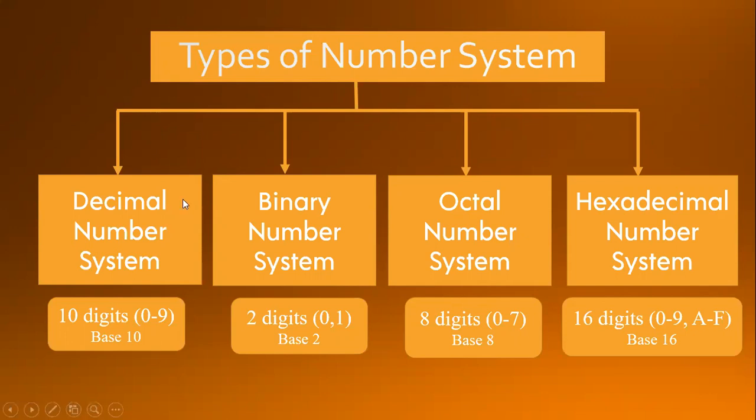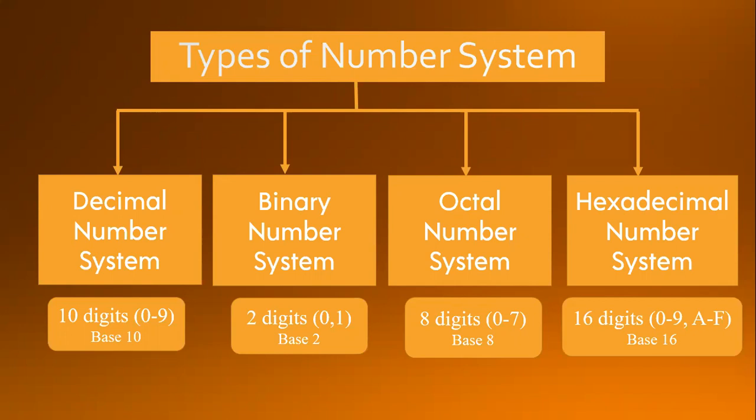The second is binary. We know that binary means 2. So in the binary number system, we have only two numbers, that is 0 and 1. When there are two digits, definitely its base is 2. The combination of zeros and ones forms binary numbers. The zeros and ones are known as binary codes.